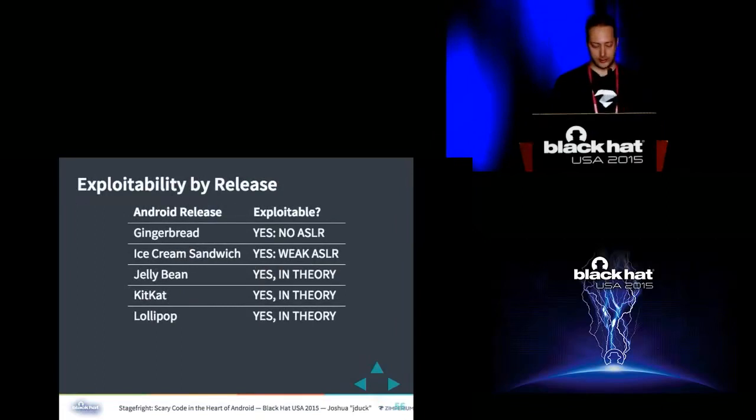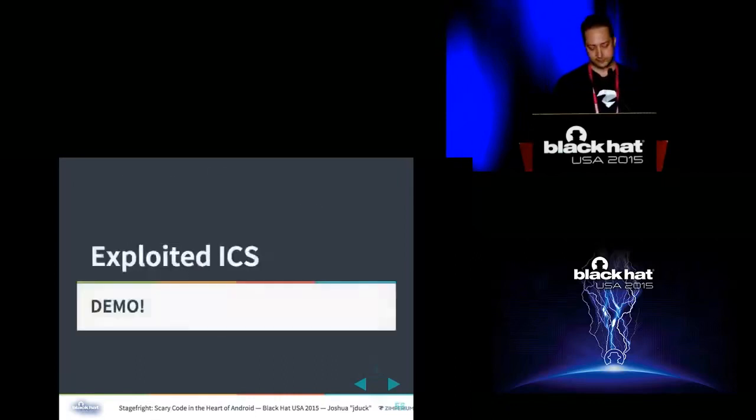So exploitability by release. Gingerbread, yeah, you can exploit it. There's not really ASLR there. I didn't put Froyo here, but Froyo you should put in the same bucket as Gingerbread. There's not really anything going on back then. Ice Cream Sandwich, yes, proven. It has weak ASLR. The newer devices, in theory. More to be found on that, right?